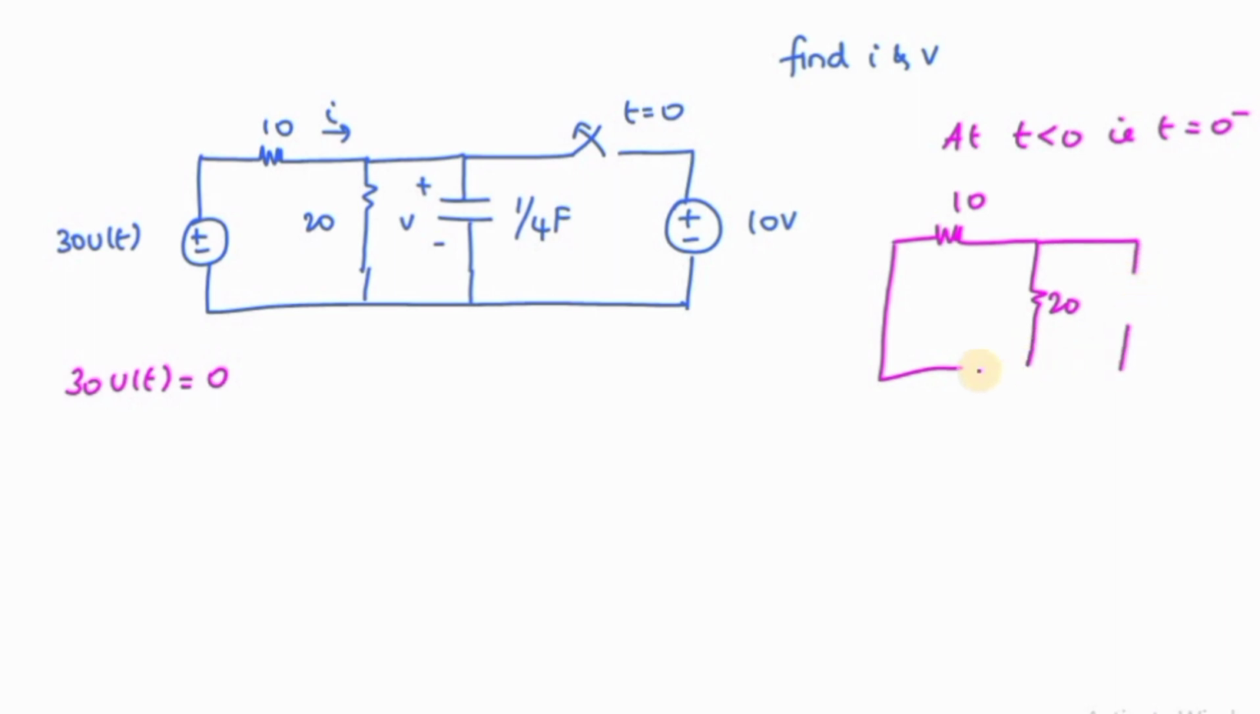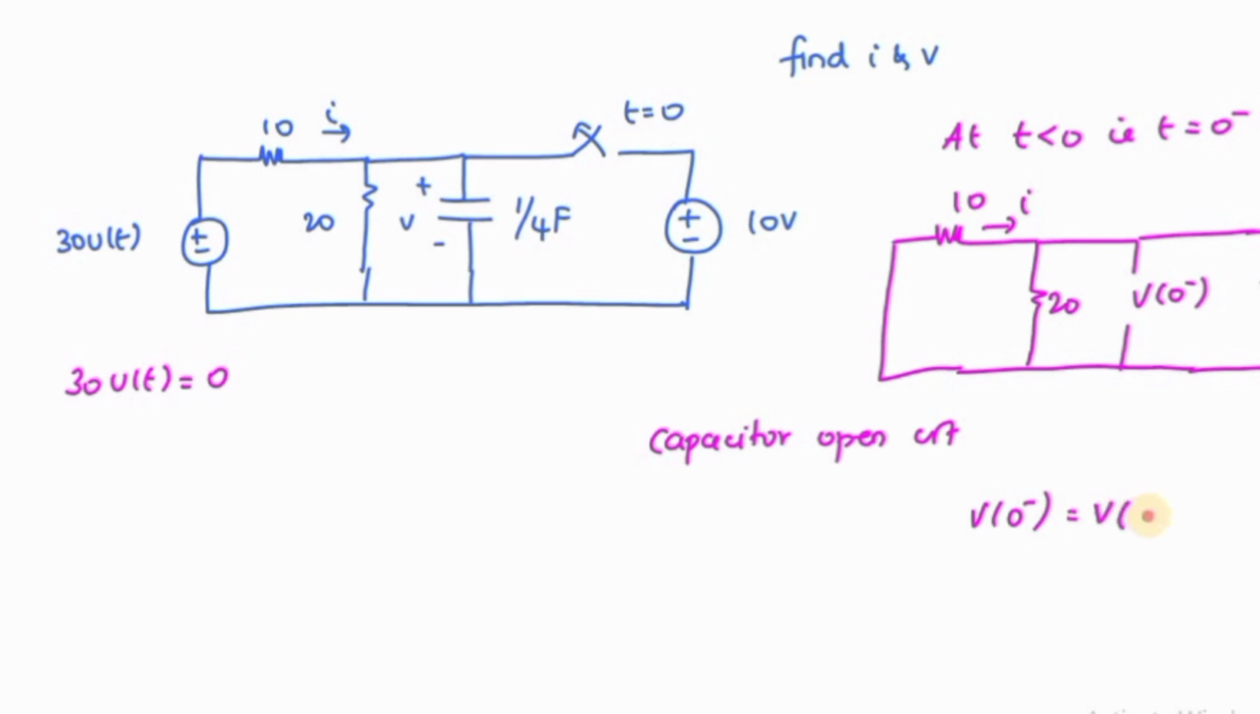Now the switch is closed because it is less than 0. So it is closed and it is connected to 10 volt source. So what is the voltage across the 20 ohm? Since 10 and 20 are in parallel, I can write V of 0 is equal to V of 0 plus, that is equal to 10 volt, right? Because across the 20 ohm you have 10 volt. And what is I? I is equal to 10 minus 10 divided by 10, because 10 volt is across the 10 ohm resistor. So I can write I is equal to minus 1 amp.